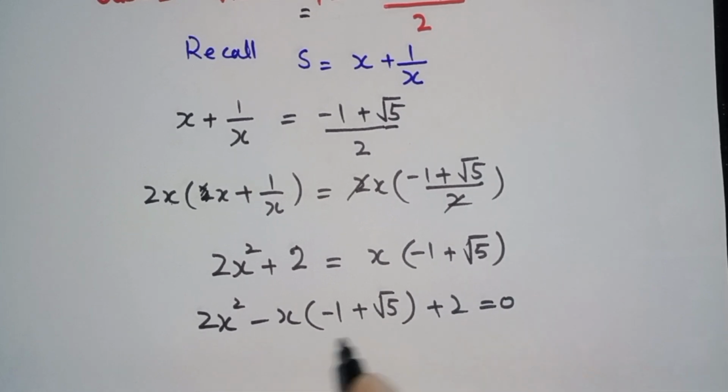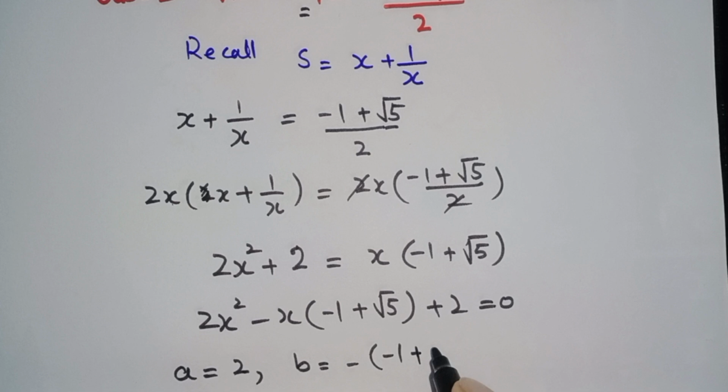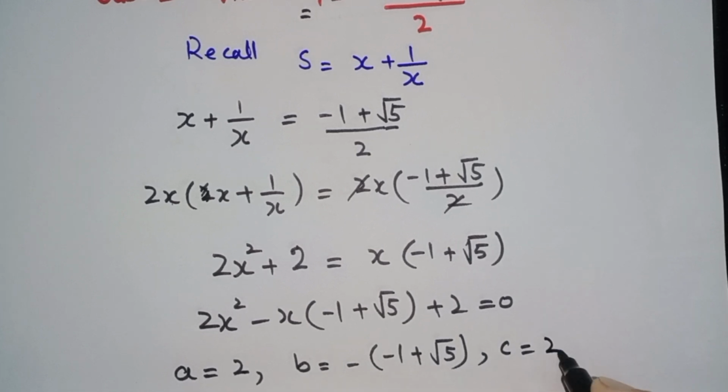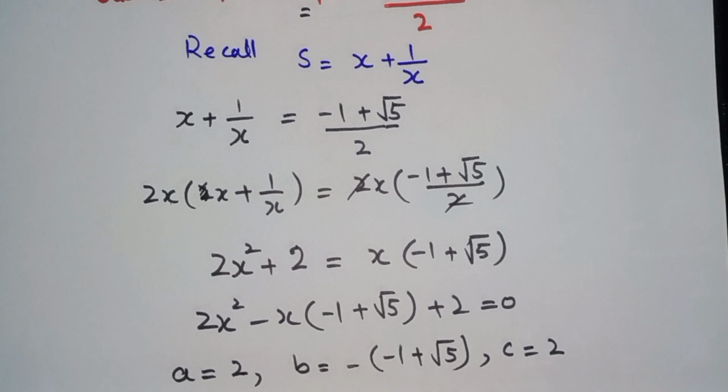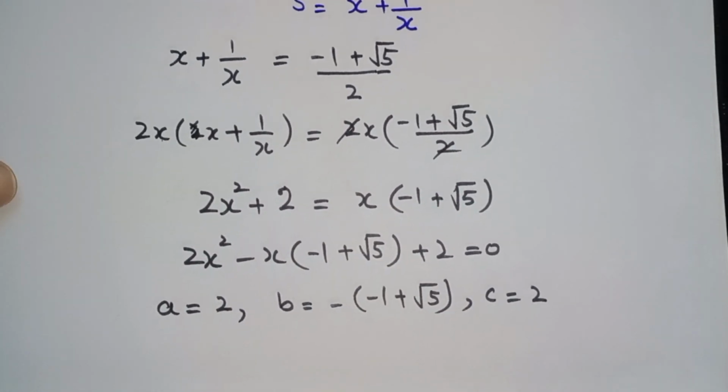So it is a quadratic equation. We will use quadratic formula. Here we have a is equal to 2, b is equal to minus 1 plus square root 5, and c is equal to 2. We will use the quadratic formula to calculate the value of x.